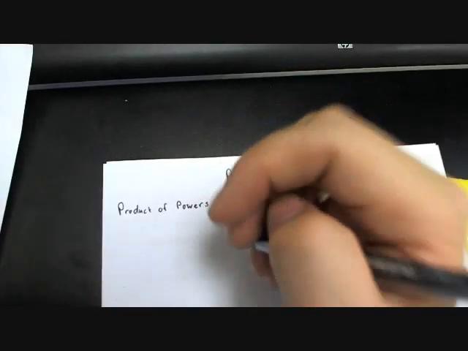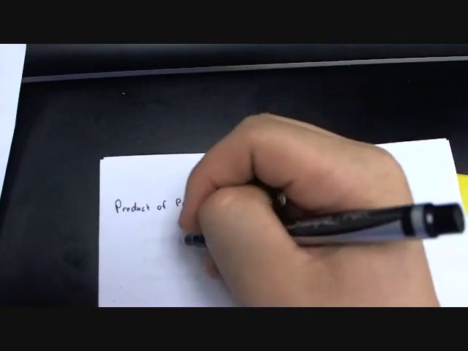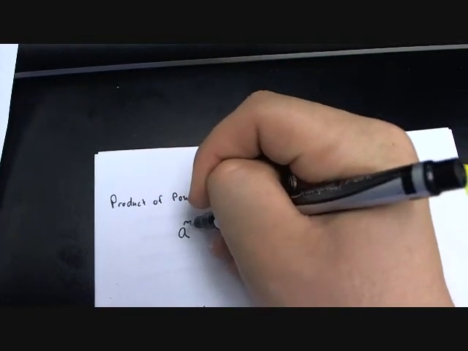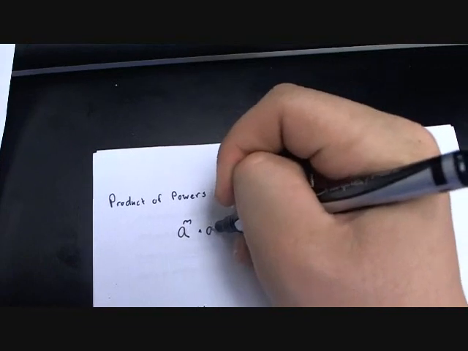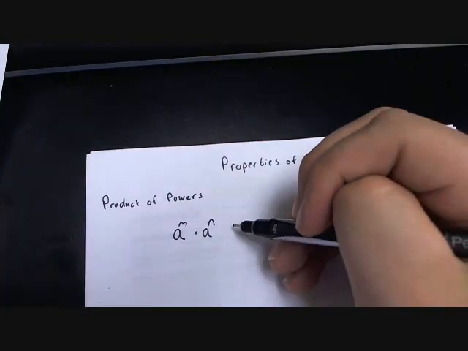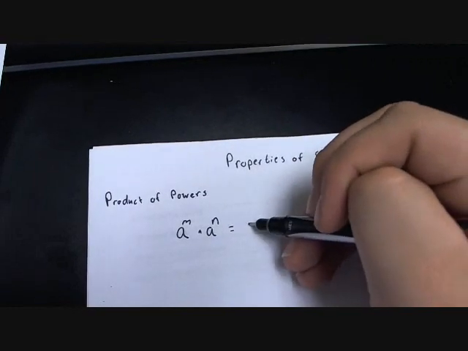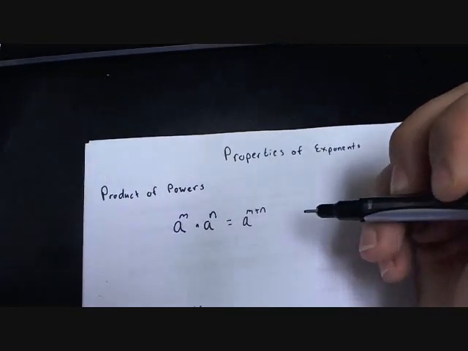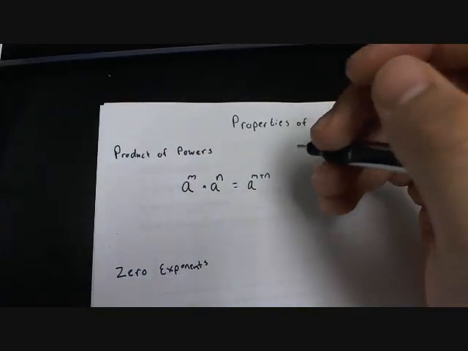Alright, so we're going to do properties of exponents. First one is the product of powers. Let's say you have a raised to the m power times a raised to the n power. Well, this will give you a to the m plus n power. So let's do an example.